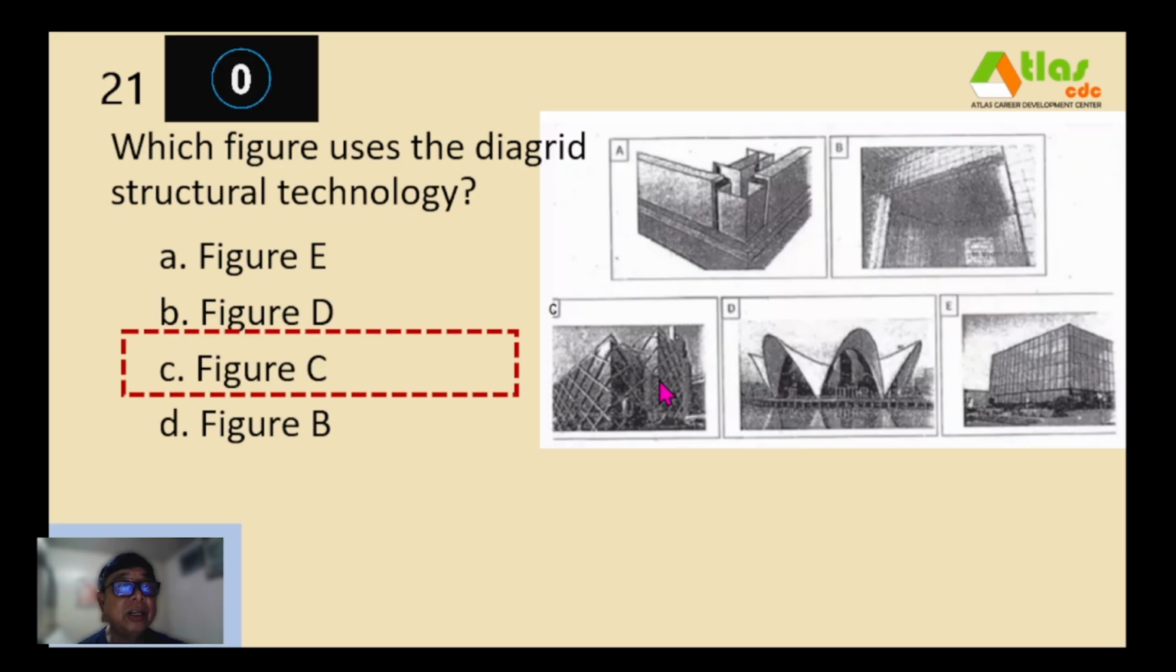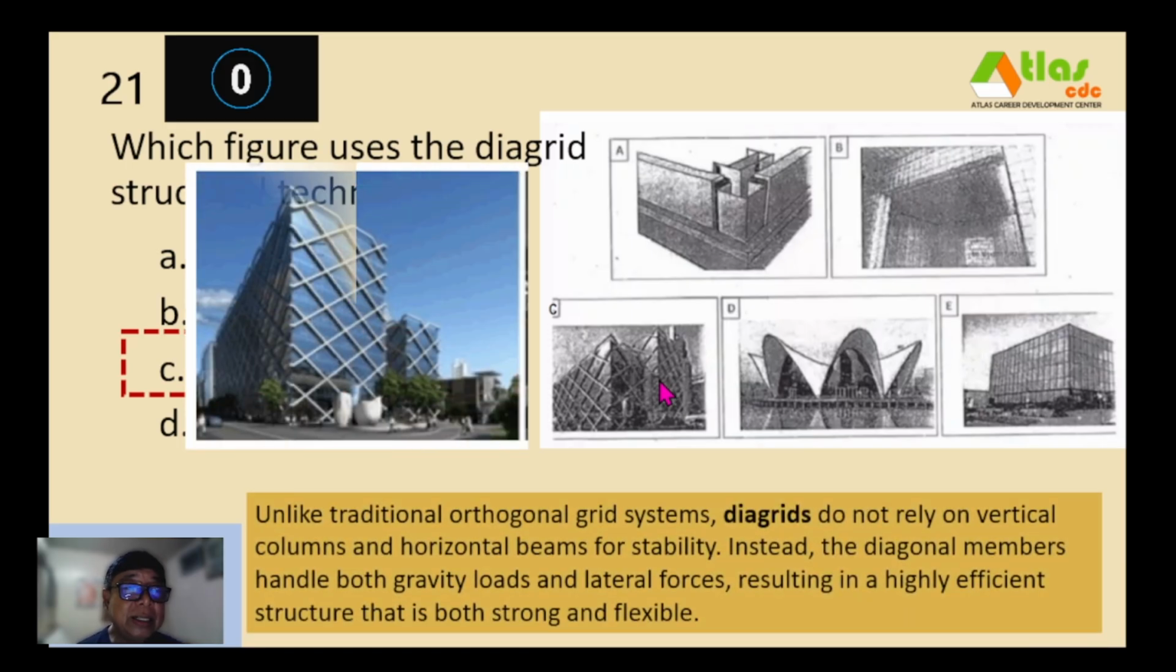So ito yan, that is a diagrid structure. So unlike traditional orthogonal grid systems, diagrids do not rely on vertical columns and horizontal beams. Wala kang makitang vertical at horizontal beams. Instead, the diagonal members handle both gravity loads and lateral forces, resulting in a highly efficient structure that is both strong and flexible.